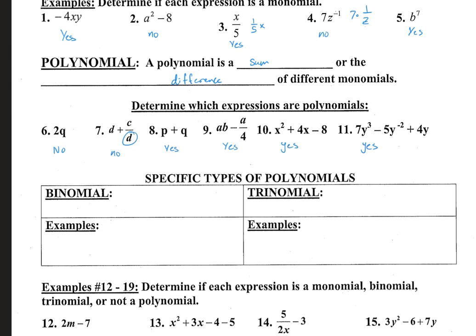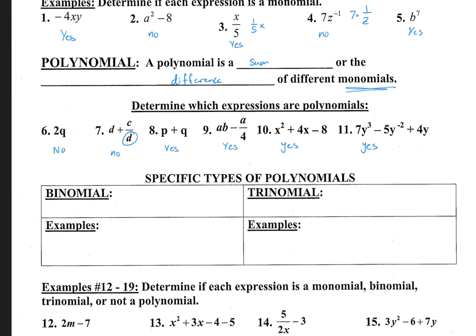Go. Okay, how'd you do? All right, if you put yes for number 7, good thought. However, remember, definition of a polynomial is more than one monomial. And a monomial cannot have a variable in the denominator, so that takes 7 out.